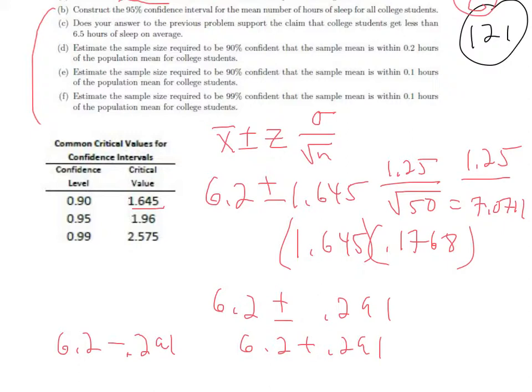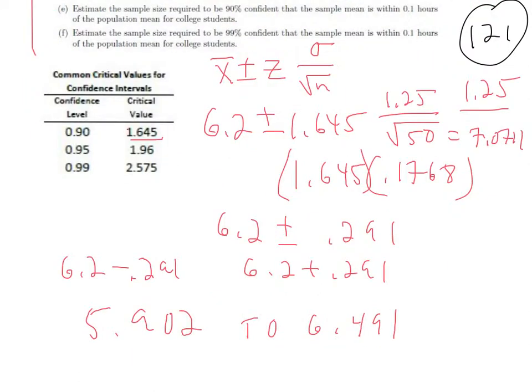Well, I guess I better do this calculation then. So doing that arithmetic gives me this answer. So I'm 90% confident that the average college student will get between this many hours of sleep. And this is less than, my upper limit is less than 6.5. Barely so, though. And of course, that's at a 90% confidence interval.